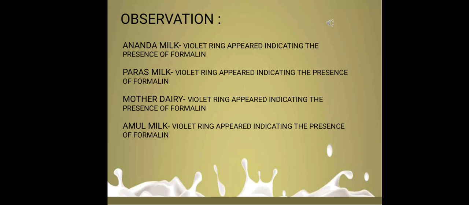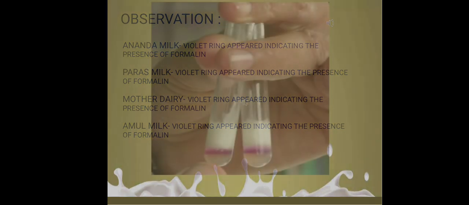These were our observations. The milk of all the four brands, that is Ananda Milk, Paras Milk, Mother Dairy Milk, and Amul Milk, show the presence of formalin by giving a violet ring at the intersection of the two layers. This is the violet ring that appeared at the junction of the two layers, indicating the presence of formalin in it.